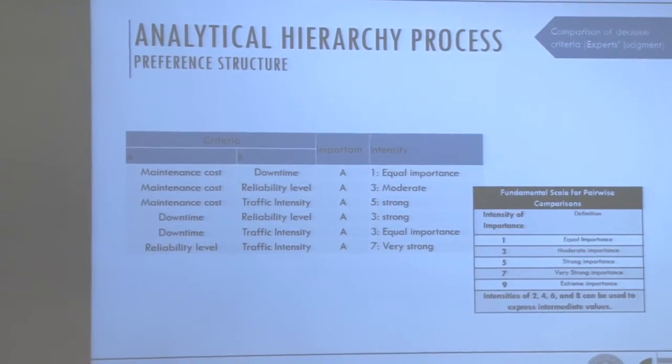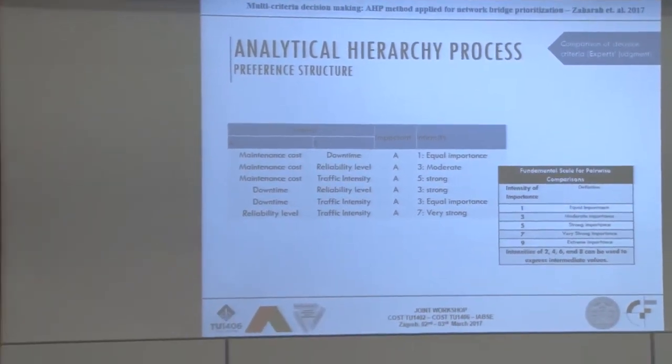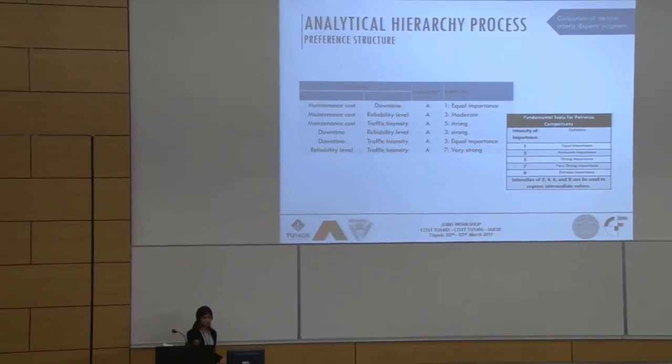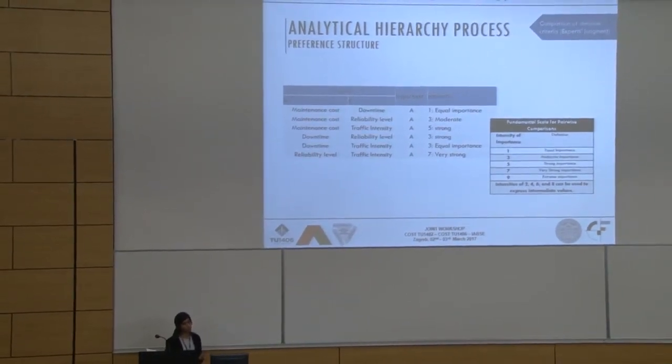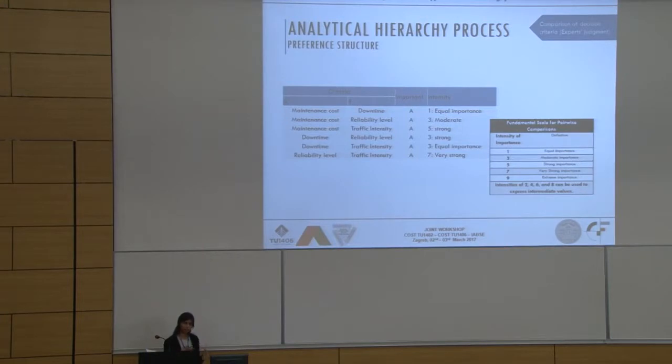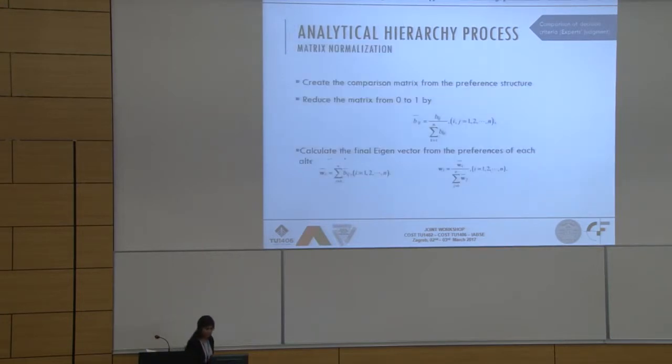So even then, the maintenance cost is more important for us compared to the reliability level of that bridge, and so on. As a result of this comparison, we get one comparison matrix that considers the preference structure of the decision maker. The idea is not to automate all of the decision making and eliminate the decision maker, but to involve the decision maker's preferences in the decision making method and do it in a systematic way.